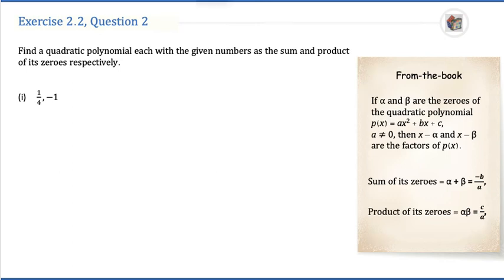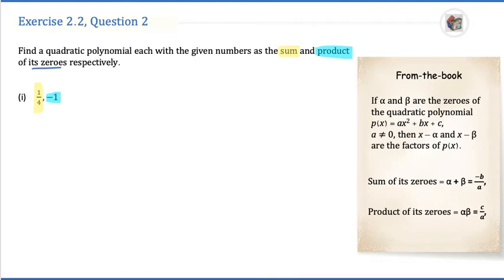Exercise 2.2, question 2. Find a quadratic polynomial each with the given numbers as the sum and product of its zeros respectively. There are many parts to this question and we will spend maximum time on understanding the first part because all of the others are really just the same. What is happening here is that we are given the sum as 1 by 4 and the product as minus 1 of the zeros of a quadratic polynomial.